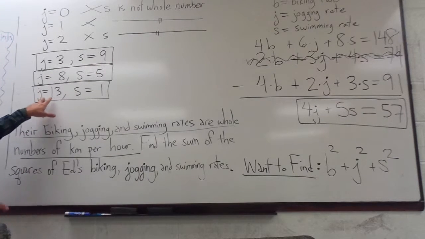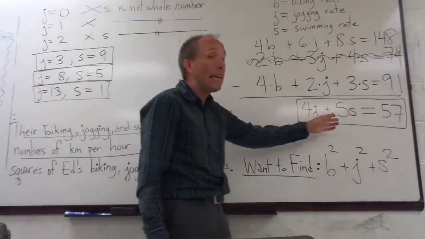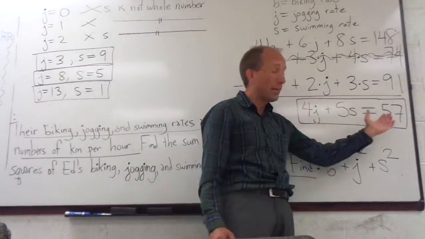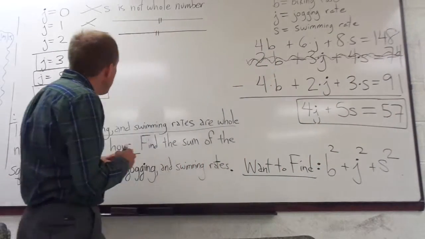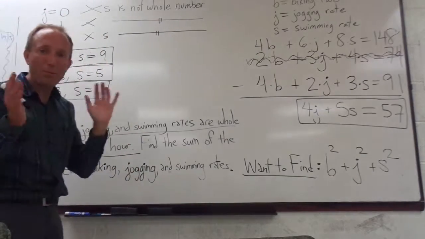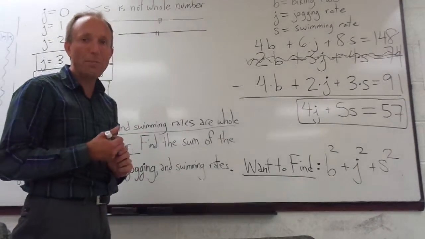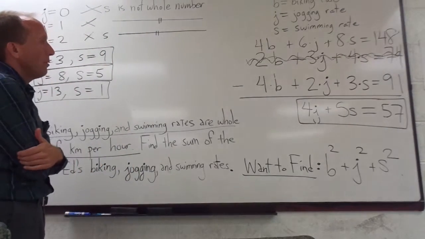I mean, if you let j get any bigger than 14 or 15, you're going to start getting negative numbers for s in order to make this work. And we know that that cannot be true. So to keep both variables positive, we're limited on what the range of values for j and s could be. But are all three of these allowed?